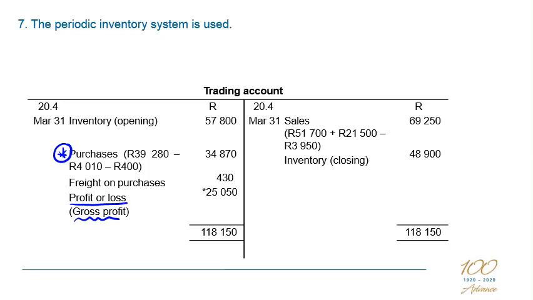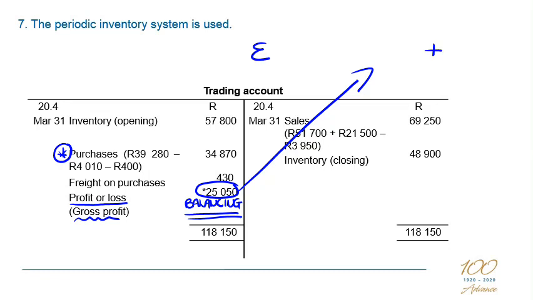So this 25,050 is my balancing amount in my trading account, and you do not plan on making a gross loss. So the profit or loss balancing amount will end up on the debit side of the trading account so that it can go to the credit side of equity. So I'm going to start off my profit or loss account with the gross profit of 25,050.